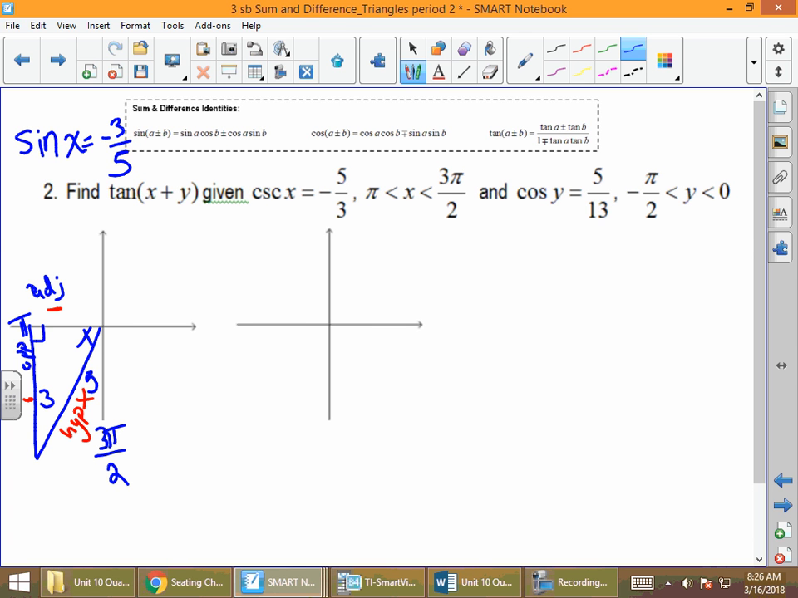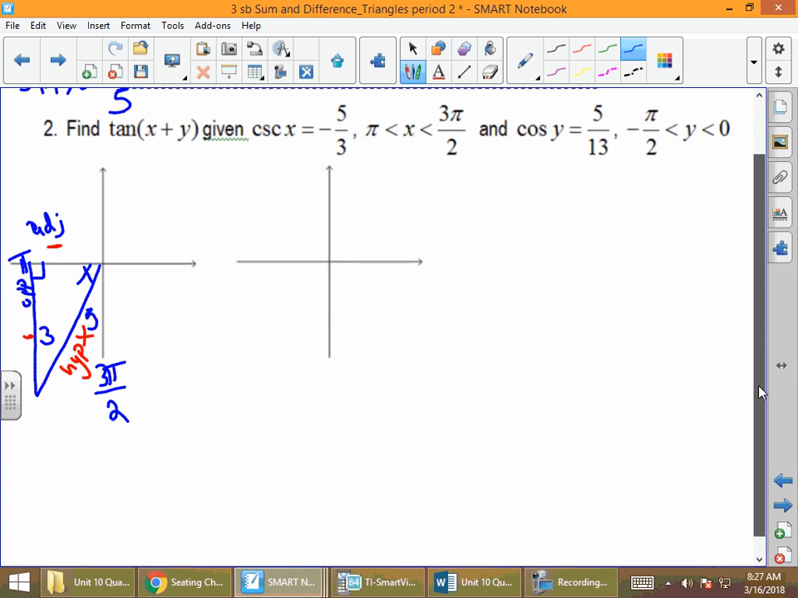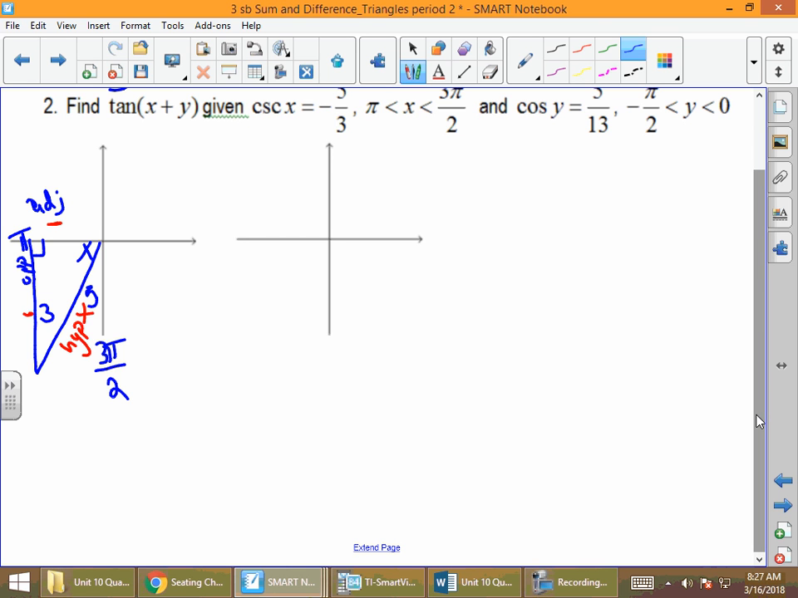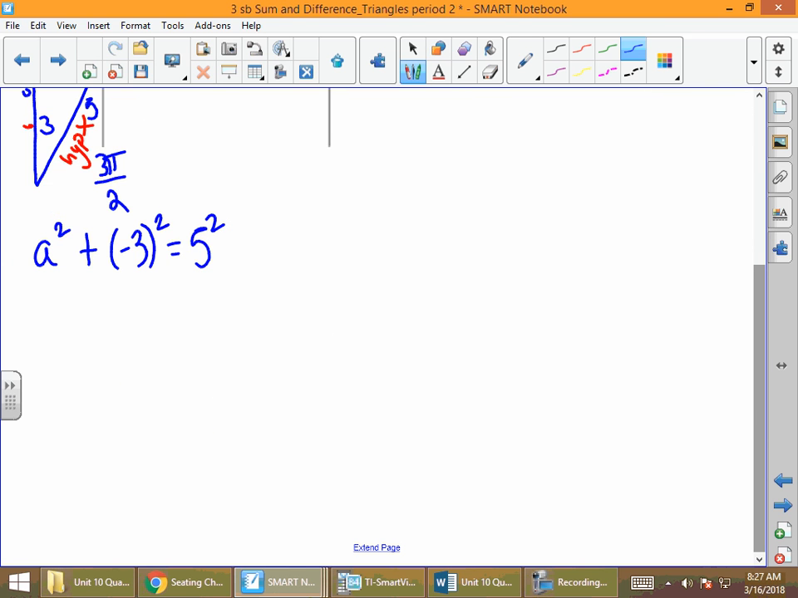And once again, for a few of you, either in the classroom or on the video, you already know what that other side is. If you write down that the other side's 4, I'm fine with that. It's a special right triangle. It's a very popular triangle. But if you don't know that, I'm going to say a squared plus negative 3 squared is 5 squared, to find the value, if you don't recognize that fact, and we get a squared plus 9 equals 25.